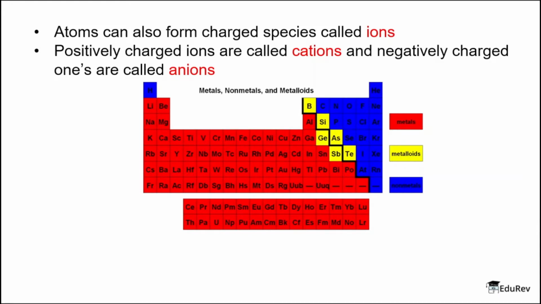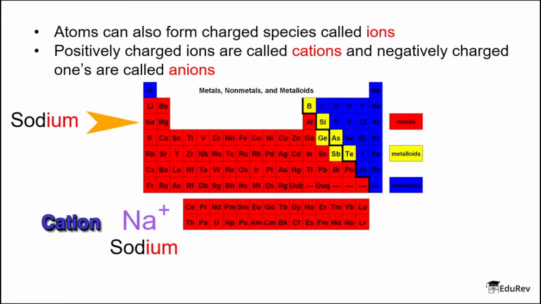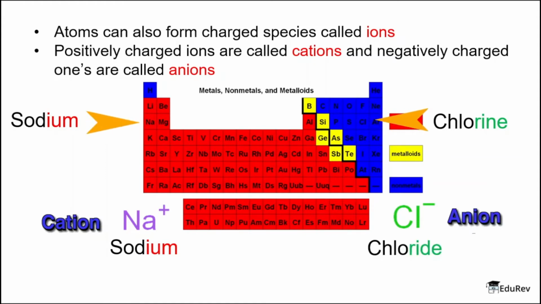Also, it is important to understand that metals always form positively charged ions or cations, and nonmetals always form negatively charged ions or anions. For example, sodium metal forms a positively charged ion with a charge of plus 1, and that is called a sodium cation. Similarly, chlorine forms a negatively charged ion which is called a chloride anion.